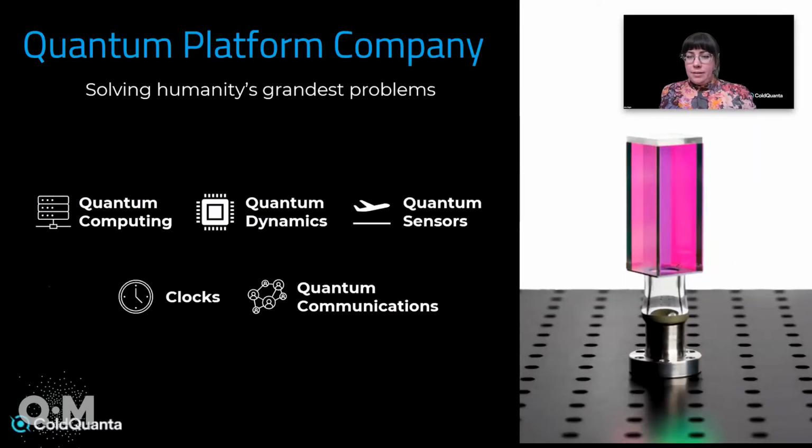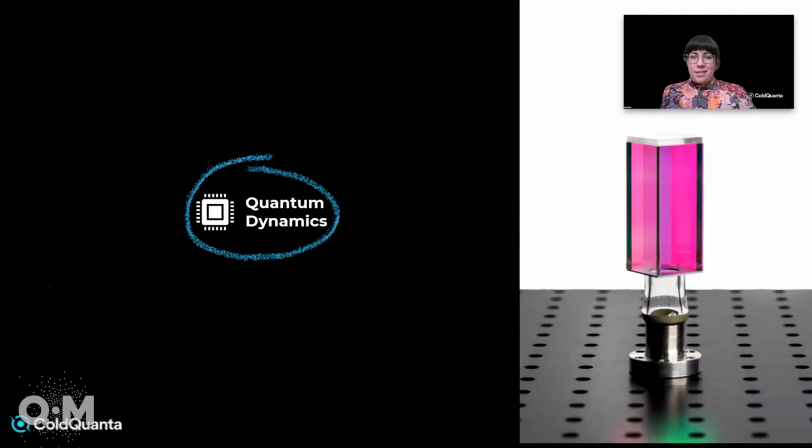ColdQuanta spans contract research, private investment, partnerships, and commercial products and services. The technology is pretty broad, so I'm actually going to focus in on quantum dynamics, as this is where Albert lives. This is kind of a cheeky name for this segment, given that quantum dynamics affects everything in quantum technology. Really, I'm focusing on the dynamics part. This is where Albert lives.